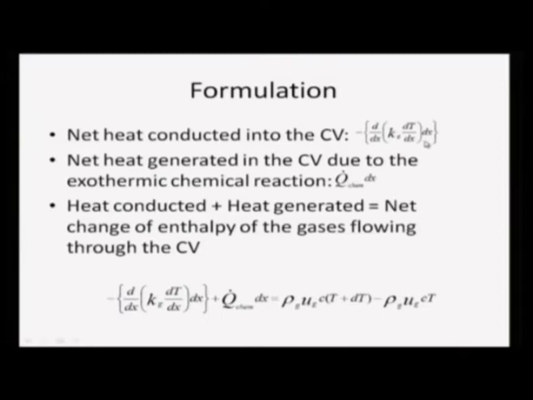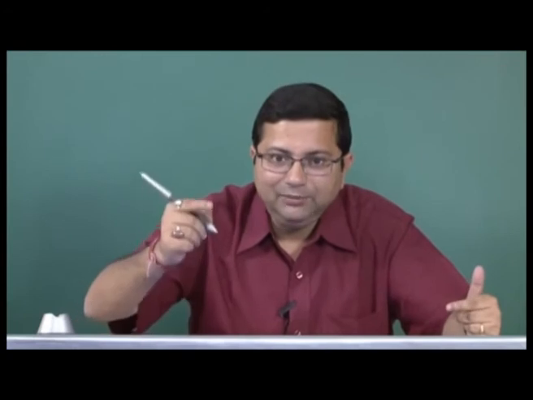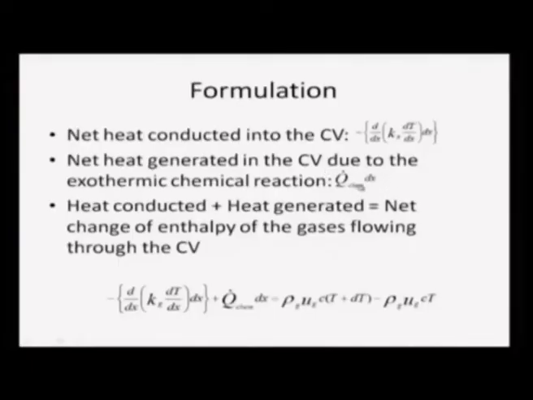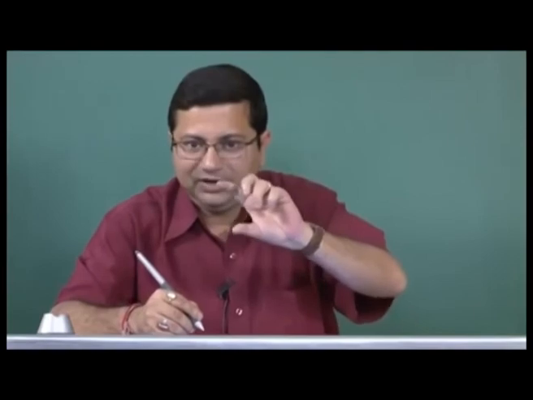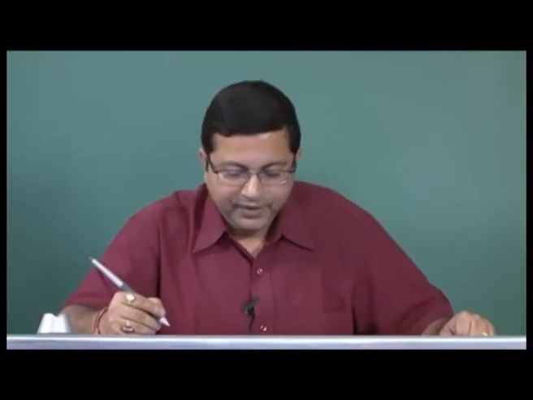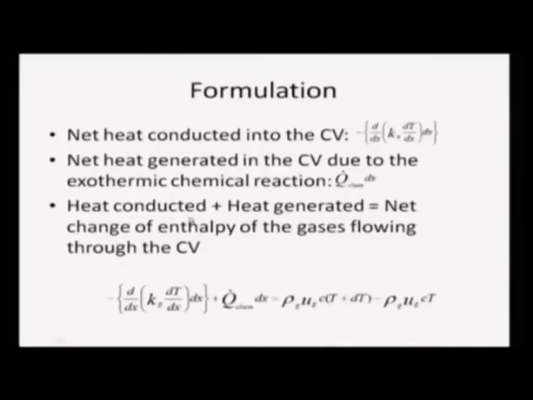Then next, we have the net heat generated in the control volume due to the exothermic chemical reaction that is taking place. That will be equal to q dot times dx times 1, because the area is a unit area. Therefore, the total volume will be given by 1 times dx. So, q dot times that will be the net heat generated in the control volume. Now, this heat conducted plus the heat generated is the net change of enthalpy from the energy balance. That is the net change of enthalpy of the gases flowing through the control volume.